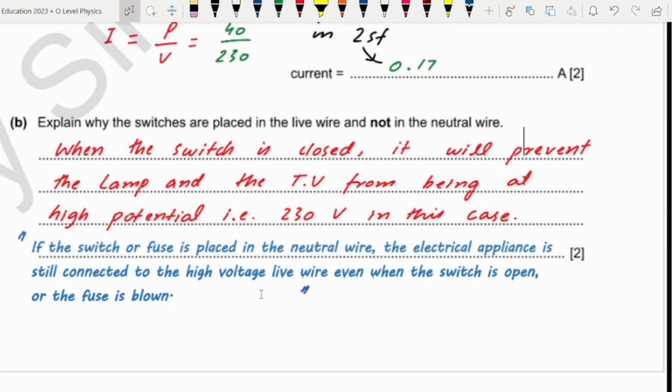Then we have the next one. Explain why the switches are placed in the live wire and not in the neutral wire. A standard question, whenever you get a question like this, you write down the same statement. Because we place the switch in the live wire, we have the control, so the high voltage wire can be disconnected from the appliance when the switch is turned off. So when the switch is open, it will prevent the lamp and the TV from being at high potential, that is 230 in this case. If you place it in the neutral wire, even if the switch is open, the live wire will still be connected to the appliance.